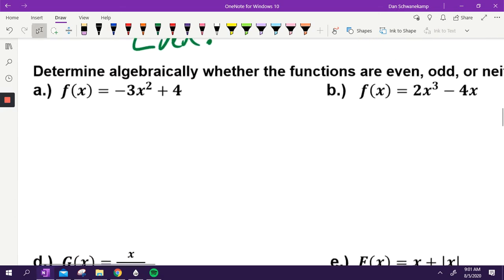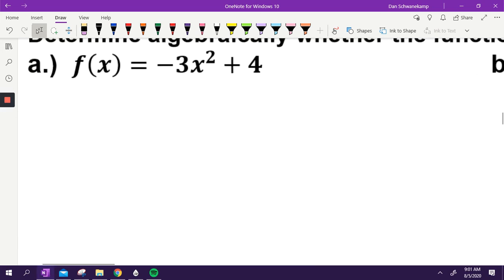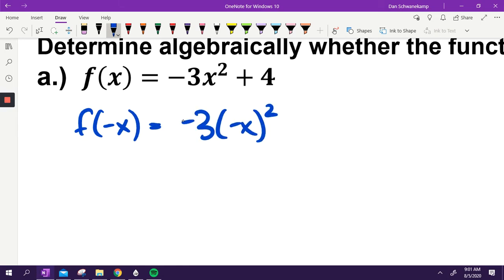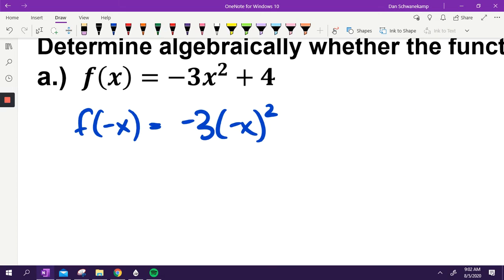Let's try it. Determine algebraically whether these functions are even, odd, or neither. Number 1 says negative 3x squared plus 4. The first thing we're going to do is check if it's even. That's the easiest way to do it. So we're going to find f of negative x. We are going to make our x values negative. Because think about it. If it's even, this side of the graph where it's positive x values is going to be the same as that side of the graph where it has negative x values. Those two sides need to be equal. The negative x's and the positive x's need to be equal. That's why we're doing this.